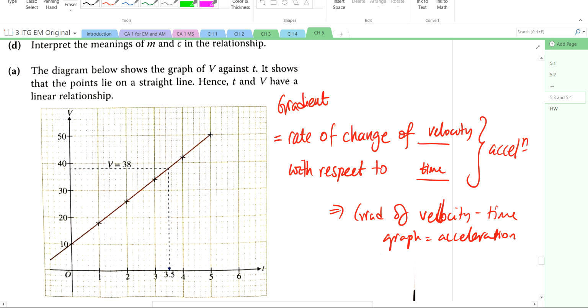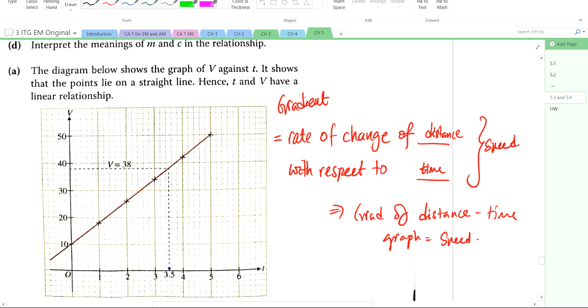So if I have rate of change of distance with respect to time, what does this give me now? This is the definition for speed. Which means that the gradient of the distance time graph equals to speed.